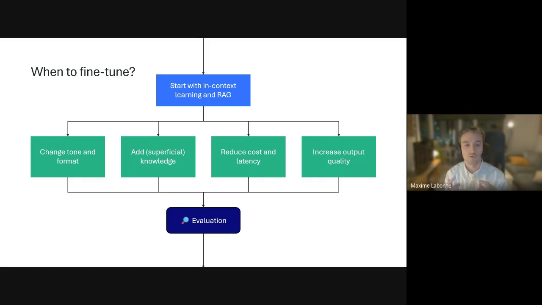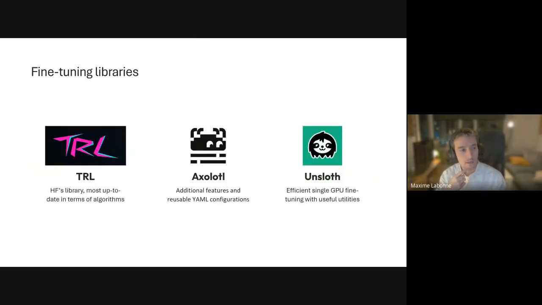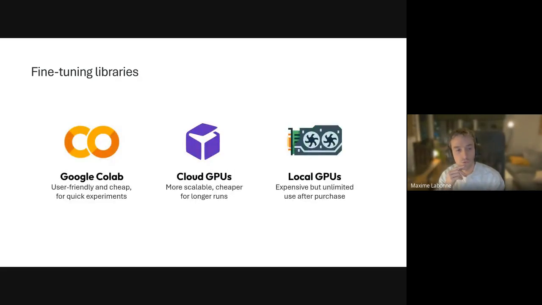And when you take a base model or an open source model, it might help you to increase the output quality as well. In terms of fine-tuning libraries, those are the 3 that I would recommend. The 3 of them are very good. TRL is probably the most up-to-date. It's made by Hugging Face, and it has a lot of different algorithms. Then you have Axolotl, which has some additional features like data preprocessing that is really nice. It also has YAML configuration files that you can share. And finally, we have Unsloth, which is very, very efficient for single GPU fine-tuning. It also has useful utilities, for example, to quantize your models into a smaller one.